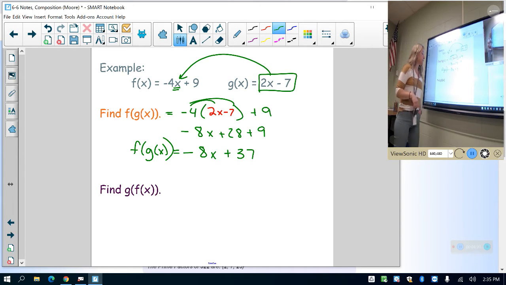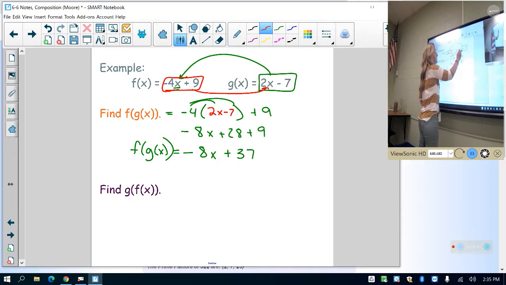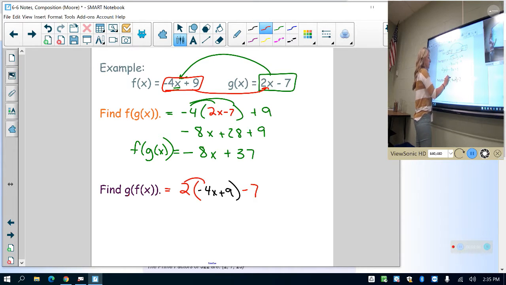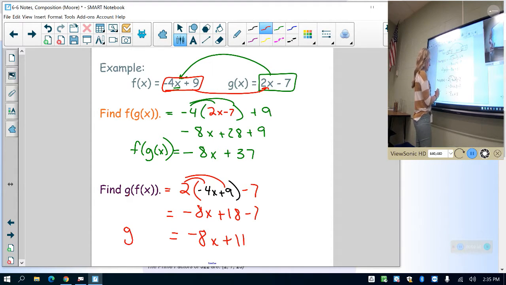of x. Now, g of f of x just means I'm going to do the same thing, but I'm going to do it the other way. I'm going to take the actual f function now and replace the x value in all of the g function. So I have 2 times, and then instead of x, I have negative 4x plus 9, minus 7. Distribute. So I have negative 8x plus 18 minus 7 gives me negative 8x plus 11, which is g of f of x. The functions remain the same, however, the solution of the compositions is different.